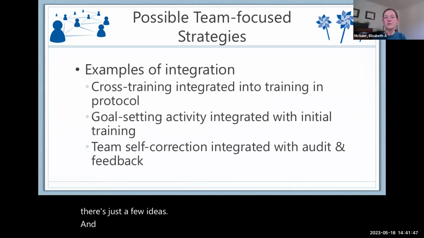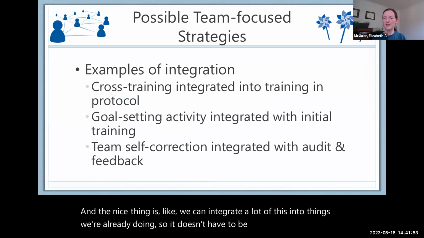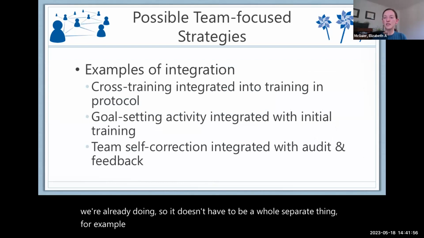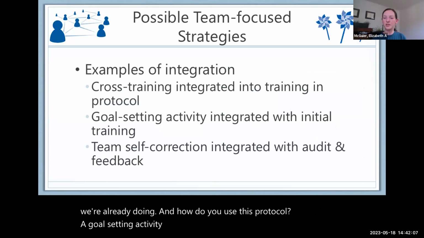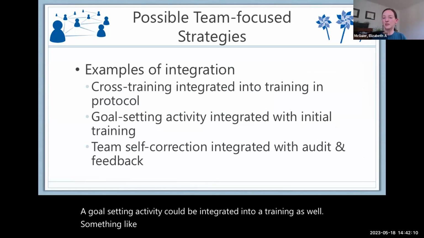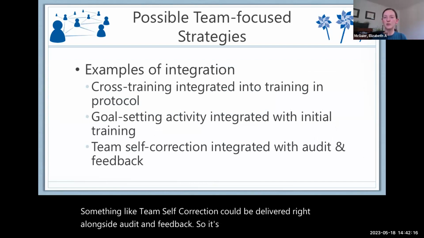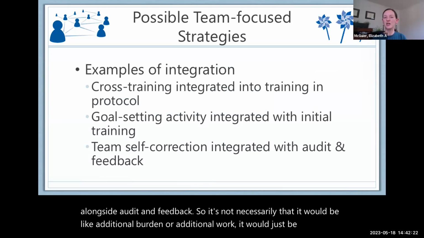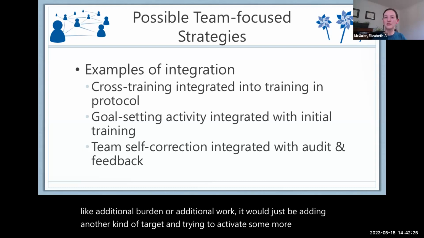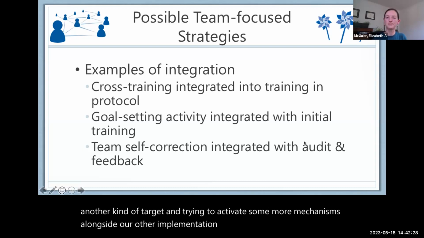And the nice thing is, we can integrate a lot of this into things we're already doing. So it doesn't have to be a whole separate thing. For example, if we decided to cross-train team members in different things, that could be integrated into an initial training that we're already doing on how to use a protocol. A goal setting activity could be integrated into a training as well. Something like team self-correction could be delivered right alongside audit and feedback. So it's not necessarily an additional burden or additional work. It would just be adding another target and trying to activate some more mechanisms alongside our other implementation strategies.